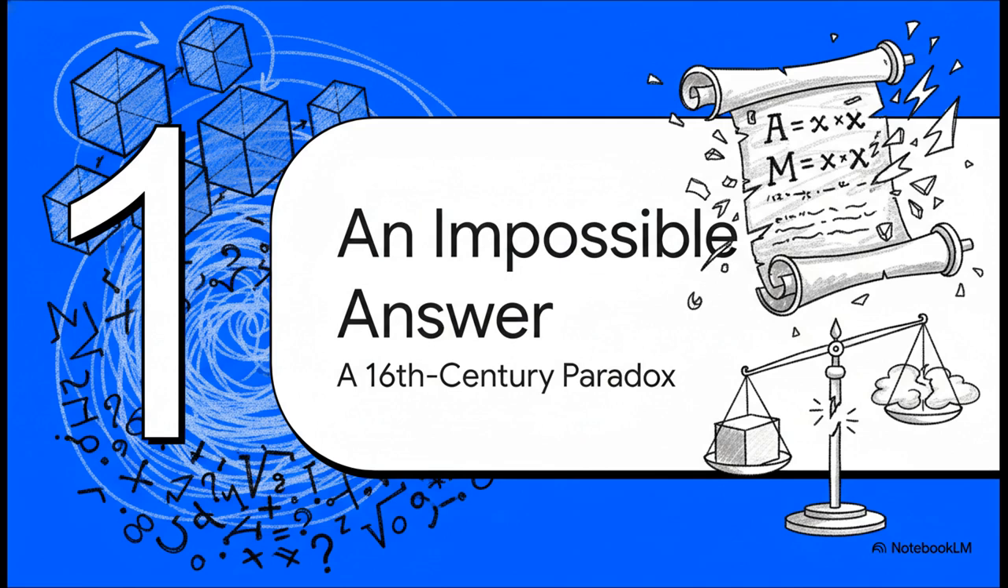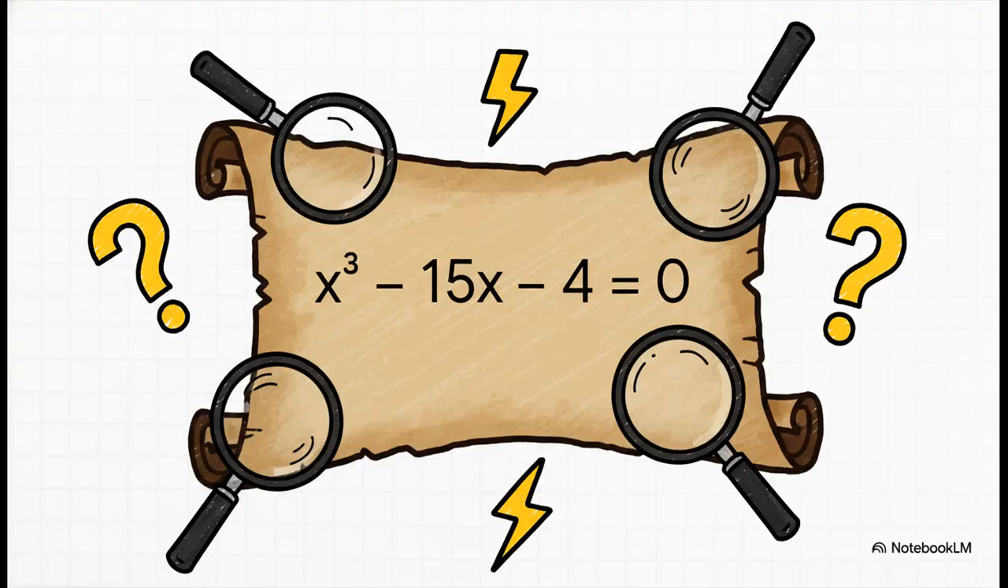Back in 16th century Italy, mathematicians ran headfirst into a paradox so bizarre it made them question everything they thought they knew about numbers. And here it is. This is the equation that caused all the chaos. It looks harmless enough, right? At the time, finding a general formula to solve any cubic equation was like the holy grail of mathematics, and this one was a major roadblock.